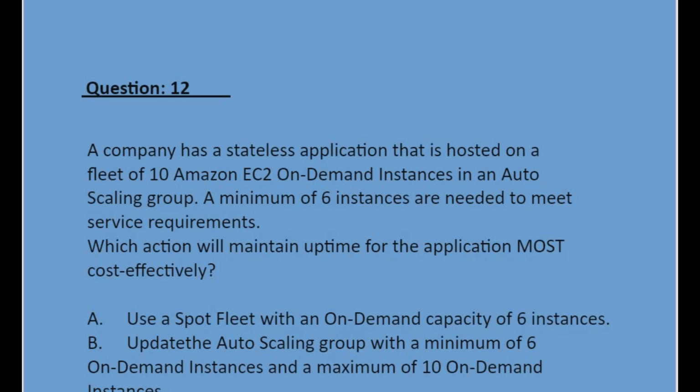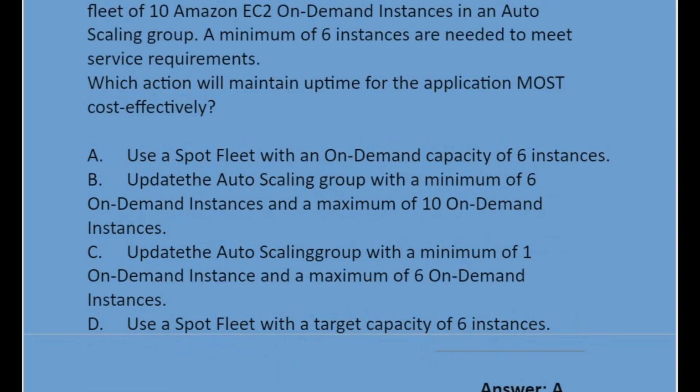Question is, a company has a stateless application that is hosted on a fleet of 10 Amazon EC2 on-demand instances in an auto scaling group. A minimum of 6 instances are needed to meet service requirements. Which action will maintain uptime for the application most cost effectively?